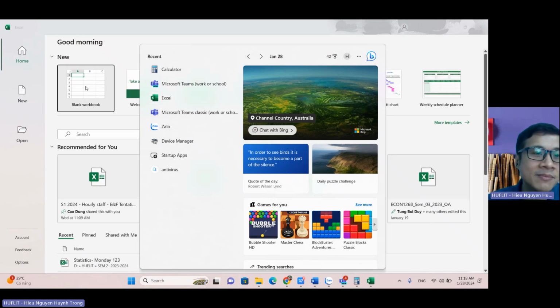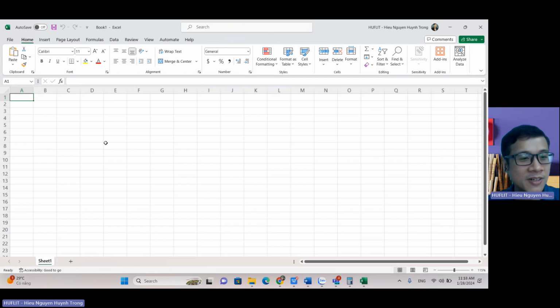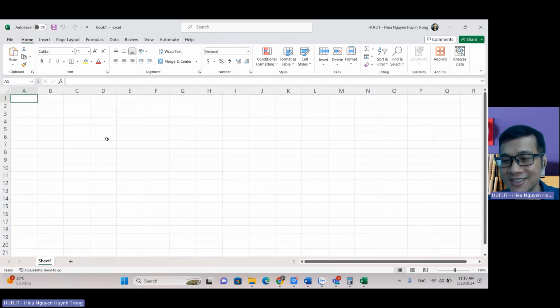Everything is about the numbers and the data. That's what I love about this subject. I love to work with numbers because they are very clear.